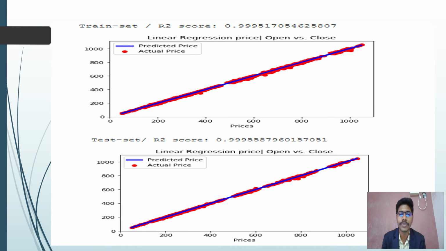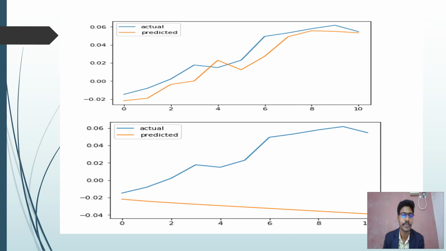The train set R2 score is 0.9995, so we can say the accuracy is 99%. That is all here: the linear regression fits perfectly in position. Okay, we can go to the next one.